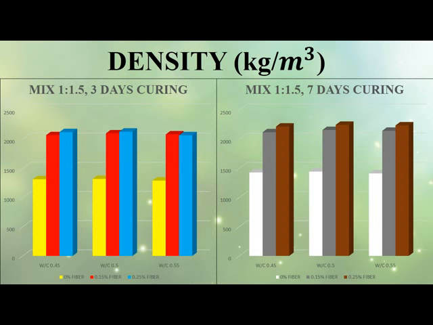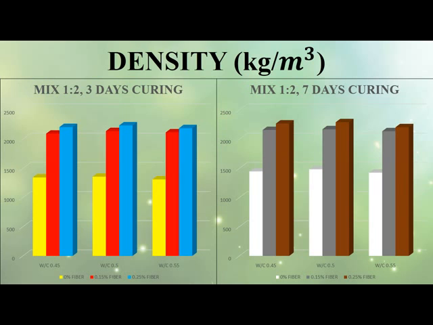This chart shows the density of mix 1:1.5 after 3 days and 7 days curing. It is observed that the normal foam concrete specimen comes within the lightweight limit. This flow chart shows the density of mix 1:2 after 3 days and 7 days curing.